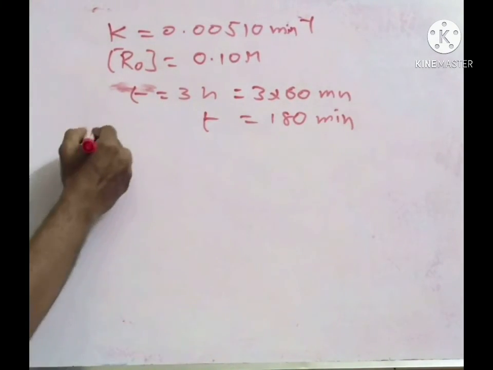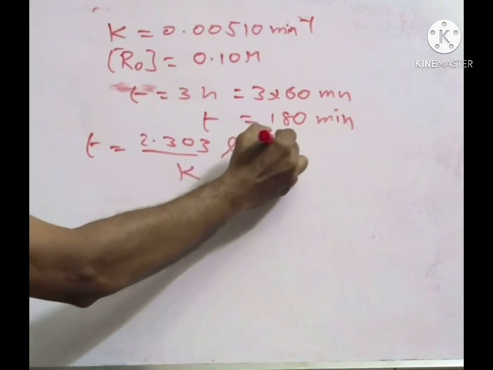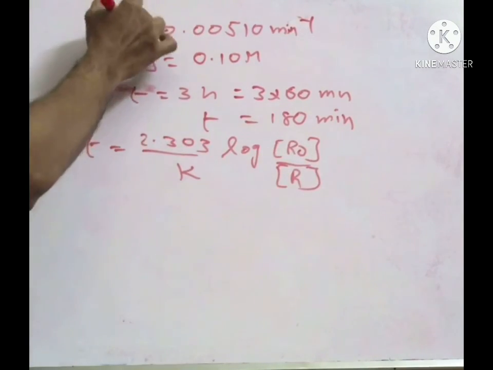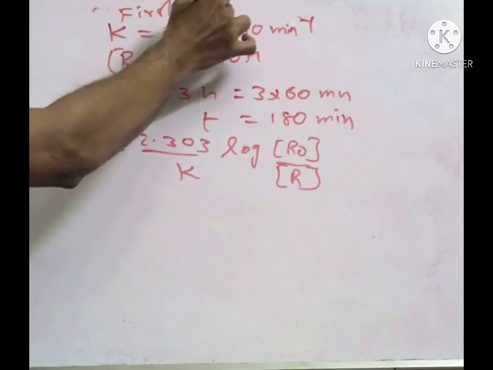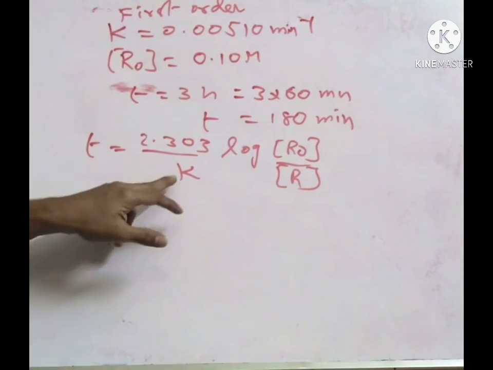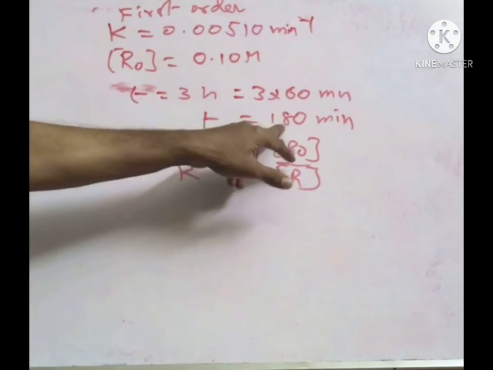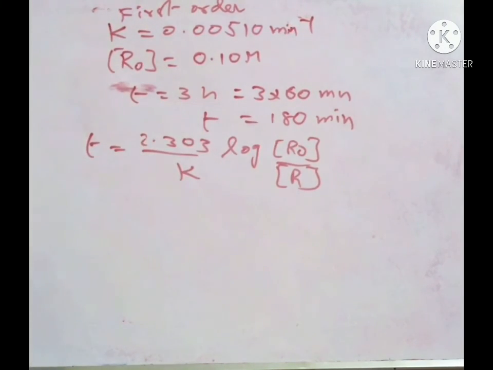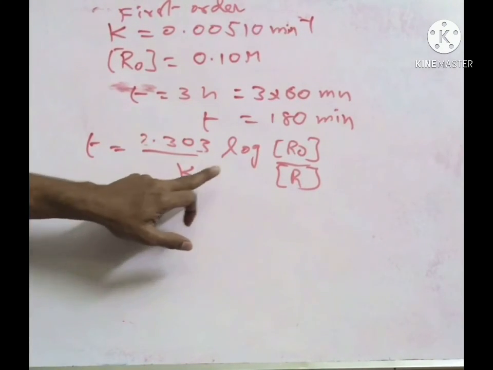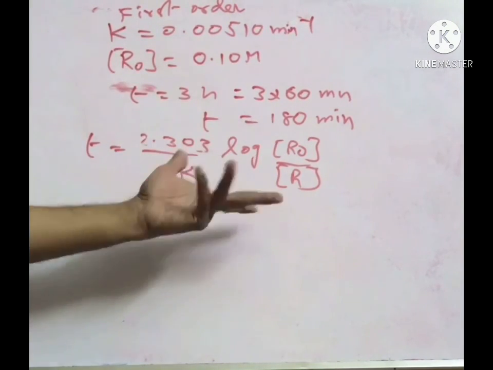So now you know the equation, that is t equal to 2.303 by K log initial concentration by final concentration. This is for a first order reaction. They have mentioned this as a first order reaction. Since it is a first order reaction, your t equal to 2.303 by K log R naught by R. You know the t, this 180 minutes. We can write that t equal to 180 minutes, 2.303, K value we have here, and log initial concentration was given 0.1, and now final concentration needs to be found out.